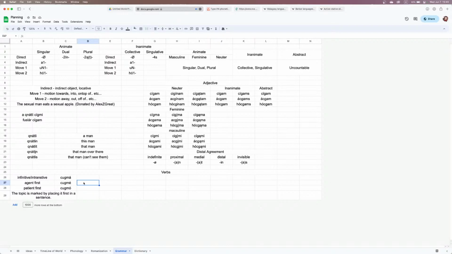Trying to think about how this would work. Ooh, I got another 5-brain idea. Great 5-brain idea. So, if the subject of an intransitive is in the direct case, it's active. If the subject is in the indirect case, it's inactive.